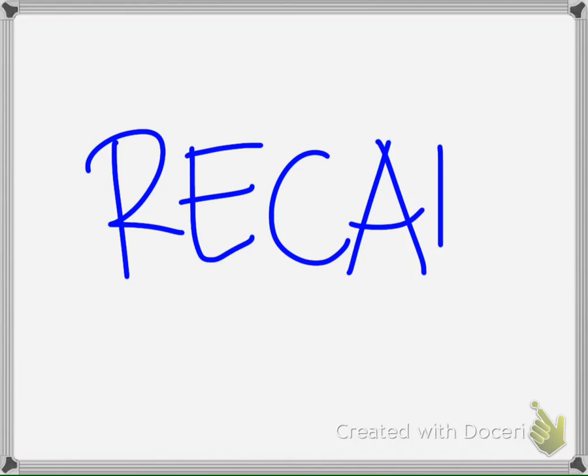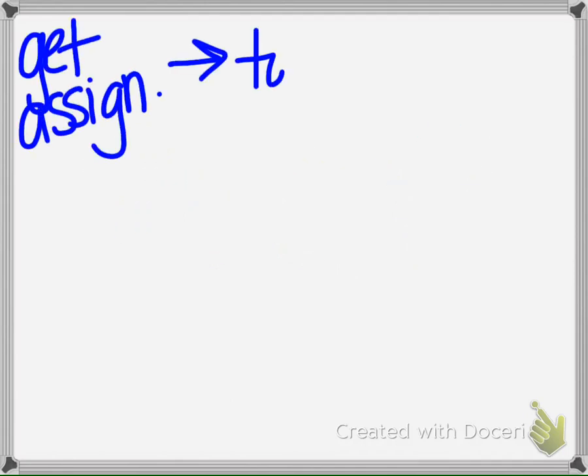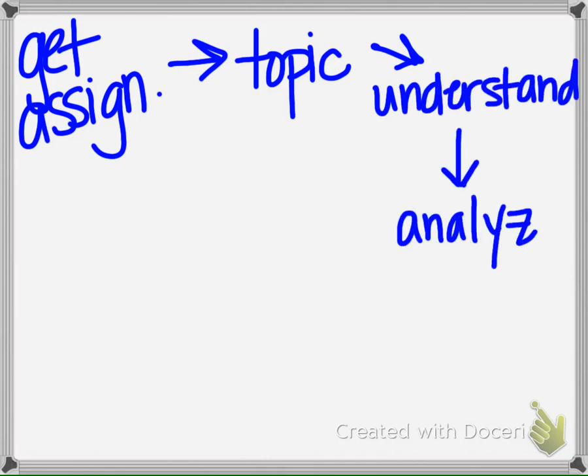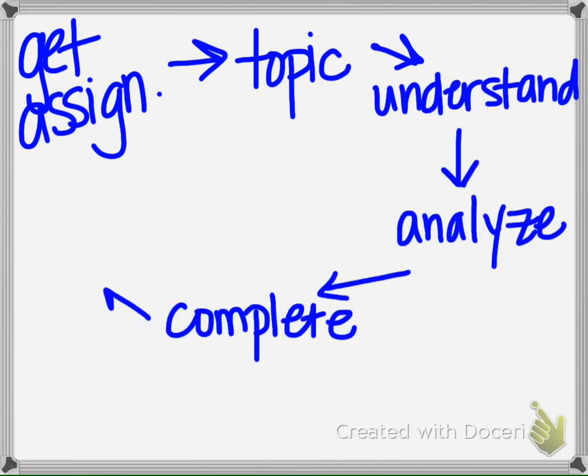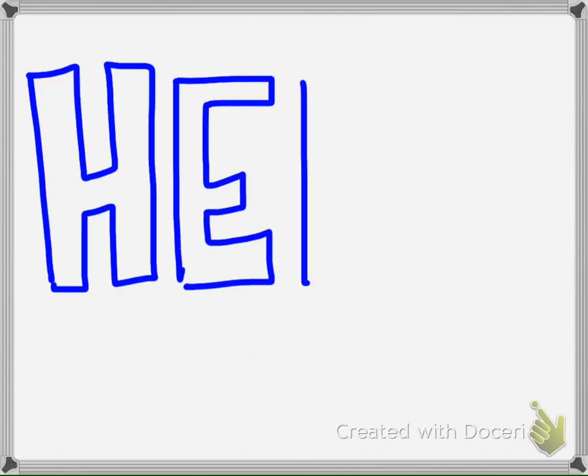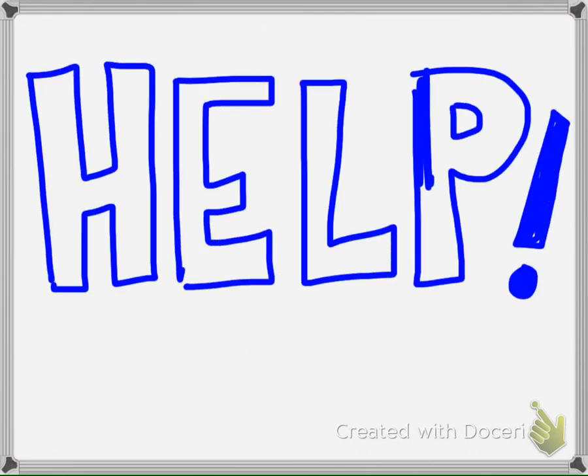So a quick recap. We start with our assignment. Again, we're learning something in a new way. We choose our topic. We take time to understand all of the basics of the topic. We do our analysis. We complete the assignment, and then we evaluate our process. This will be the basis for the research module and the work you're doing in the research module for the next couple weeks. After the research module, how can you get help?